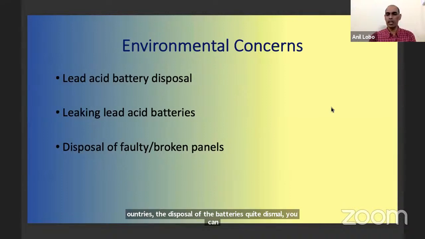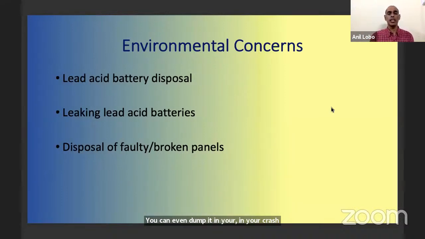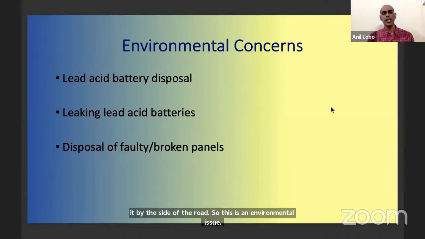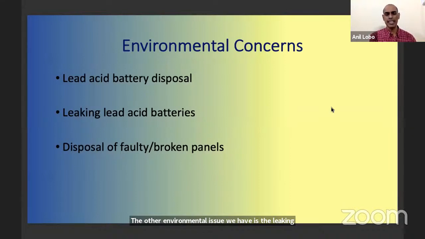You can even dump it in your trash can or leave it by the side of the road. So this is an environmental issue. The other environmental issue we have is the leaking batteries. When these batteries leak, they have acid, they're very corrosive. The lead itself is very toxic. The buildup of lead in the body can lead to a lot of medical and health issues.